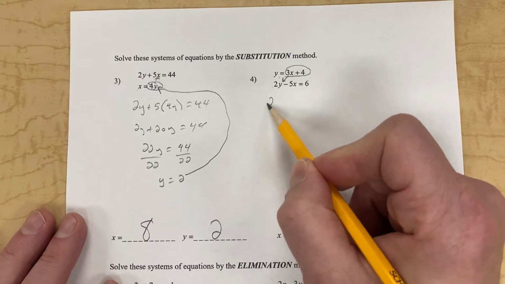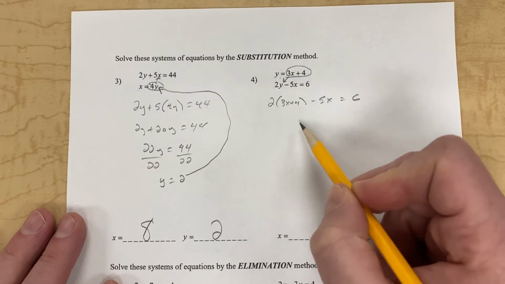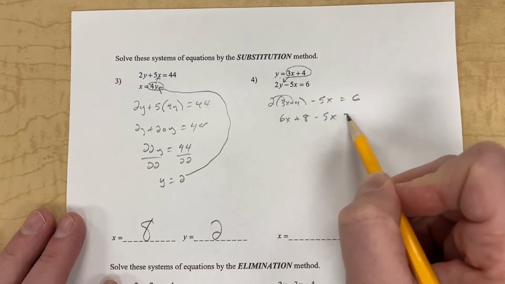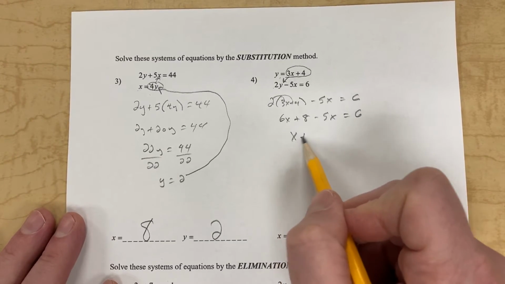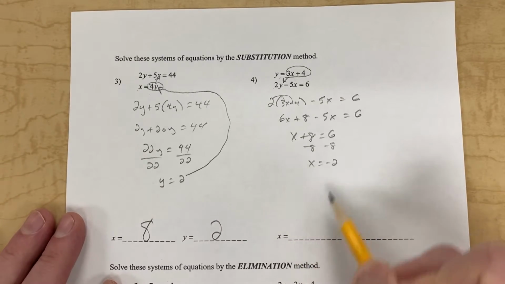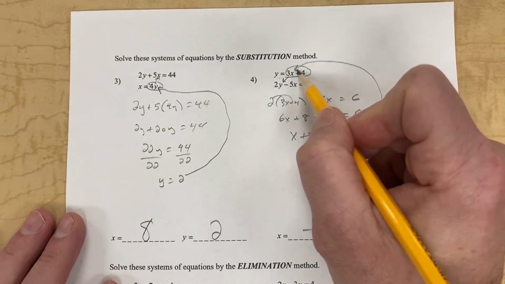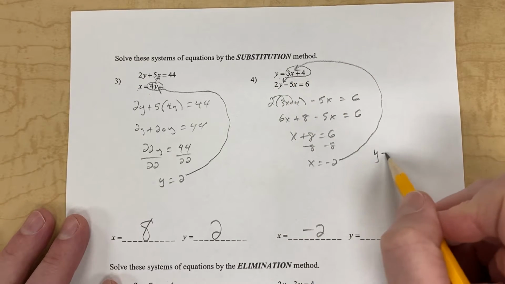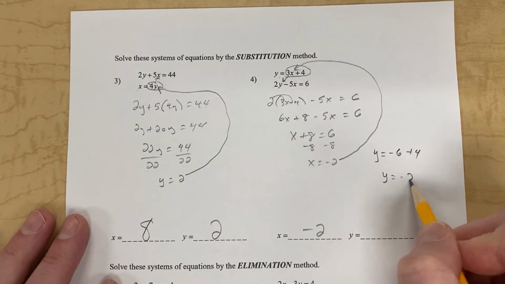Instead of 2 times y, this is going to be 2 times 3x plus 4 minus 5x equals 6. Distribute: 6x plus 8 minus 5x equals 6. Put those together now. 6x minus 5x is 1x. Subtract 8 and we get x equal to negative 2. Okay. Take that negative 2, put it right back up into there. So now we're going to go 3 times negative 2. 3 times negative 2 is negative 6. And negative 6 plus 4 is negative 2.